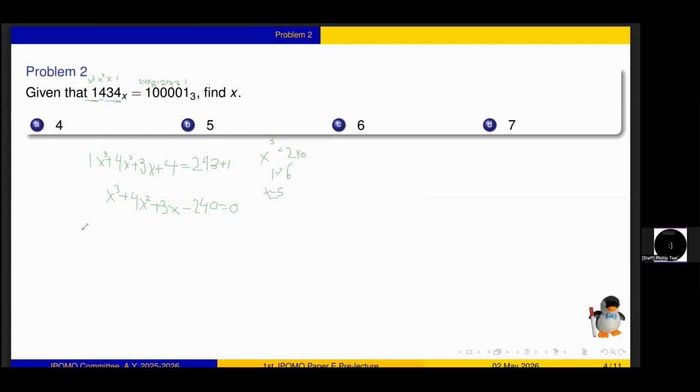And in fact, this seems to work because 145 plus 4 times 25, which is 100, and then plus 15 is equal to 240. So in fact, it works. And since it satisfies this equation, this then implies that x is equal to 5. And you can plug in directly to this to see that it works. So x is equal to 5.